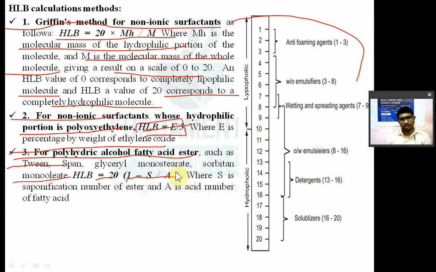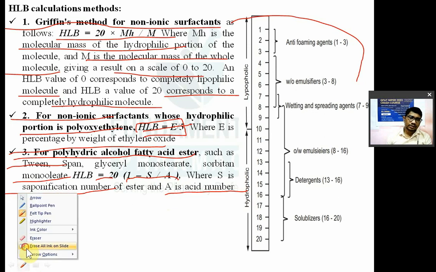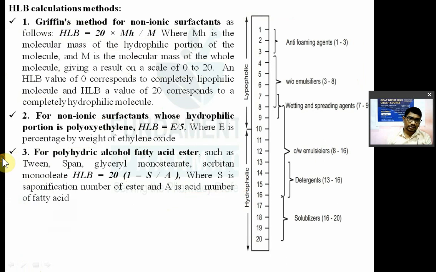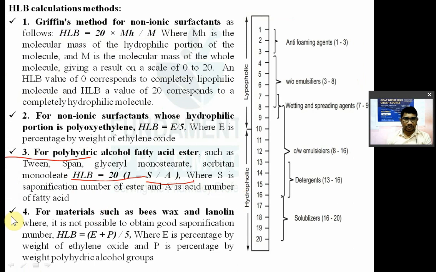What is A? What is S? S is the saponification number of that surfactant, and A is the acid number of the fatty acid. So for surfactants containing esters of fatty acid with alcohol, HLB is equal to 20 into 1 minus S divided by A. S is the saponification number, and A is the acid number of the fatty acid.